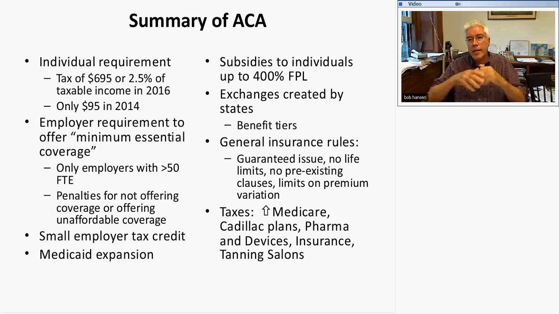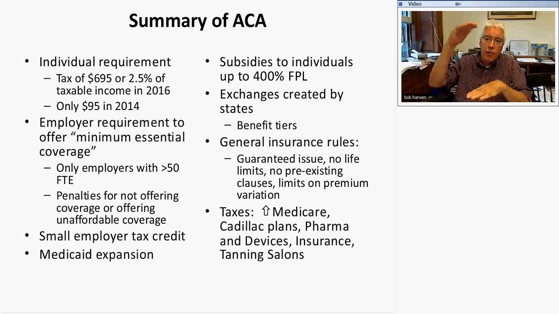Exchanges are going to be created, and these exchanges will be where people are going to be buying insurance, at least some classes of insurance. And there's standardized policies offered on those exchanges with different tiers: bronze, silver, gold, platinum. Different tiers, different qualities of insurance.